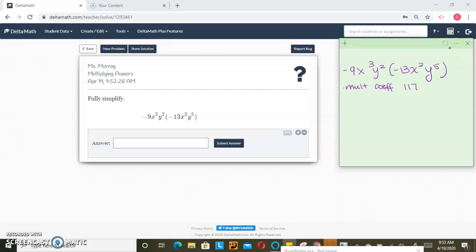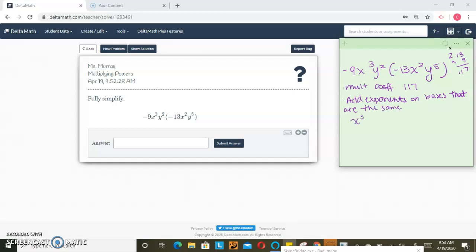Let me just check it on my calculator up here. 13 times 9, 117. Okay. And then add exponents. And remember, you're only adding them on bases that are the same. So you can't add an exponent on an x with an exponent on a y.